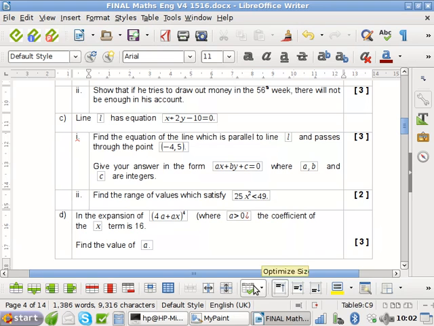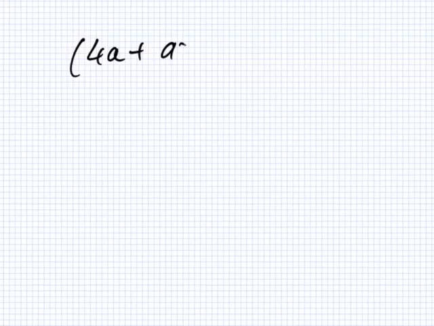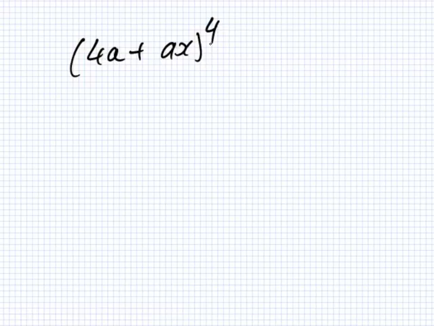It's messed up a bit. It's 4a plus ax... The coefficient of x is 16. So I can see that a must be 4. Did I write this down right? Yeah. Okay, so how do we get the coefficient of x?